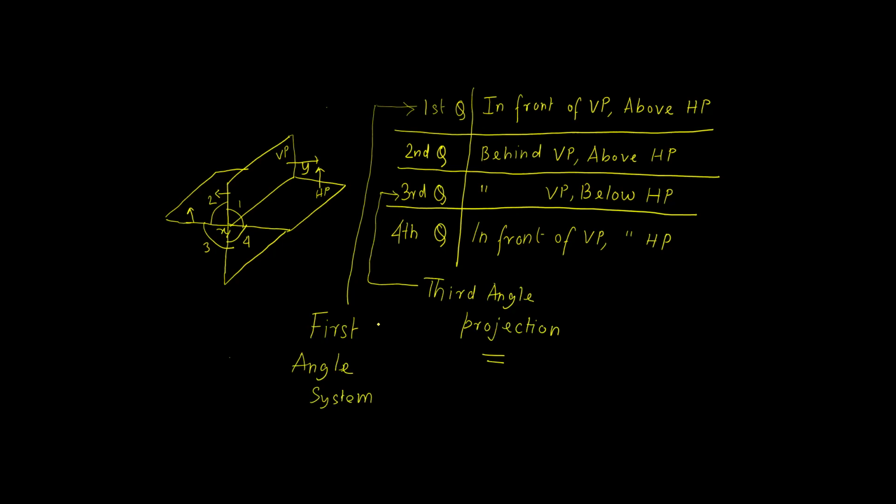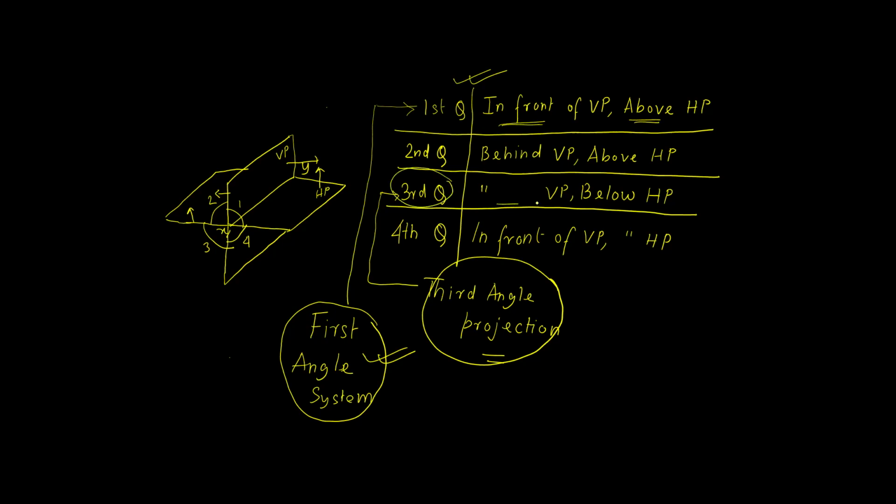If you remember, in one of the earlier slides, I had written that the two systems of projection are called first angle system of projection and third angle system of projection. The first angle system of projection is that system of orthographic projection where, in the initial stage of our work, we start with an assumption that the object is located in the first quadrant, that is in front of VP and above HP. If we start with a different assumption, that the object is located in the third quadrant, that is behind VP and below HP, then whatever work follows falls under the third angle system of projection.